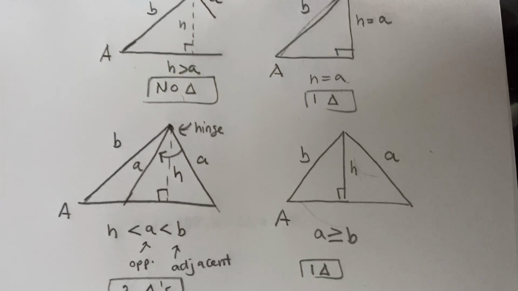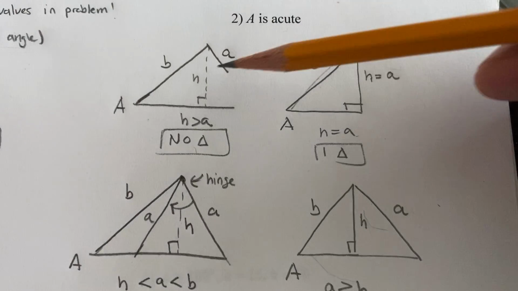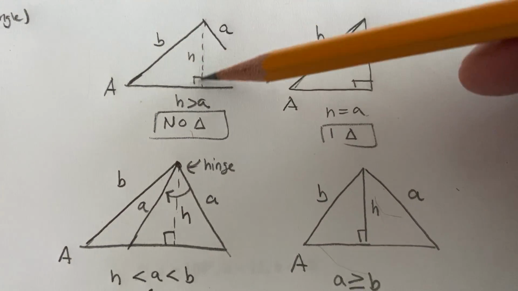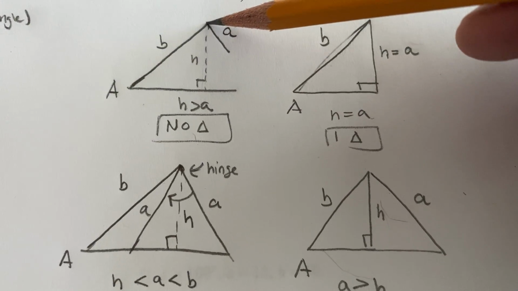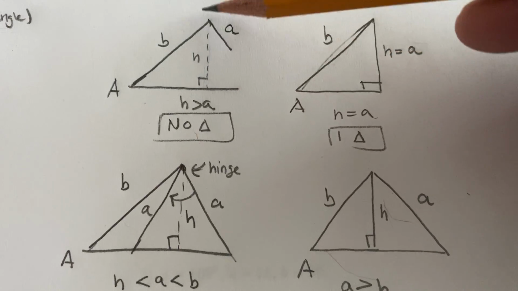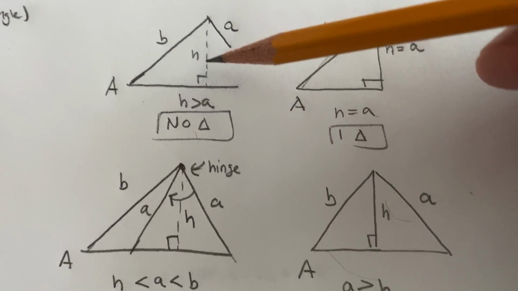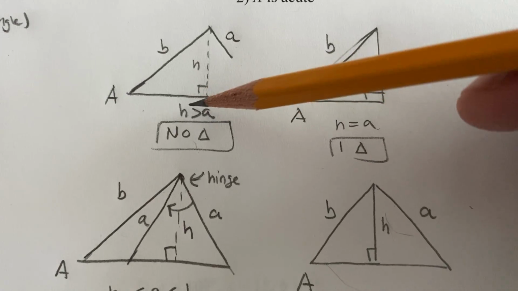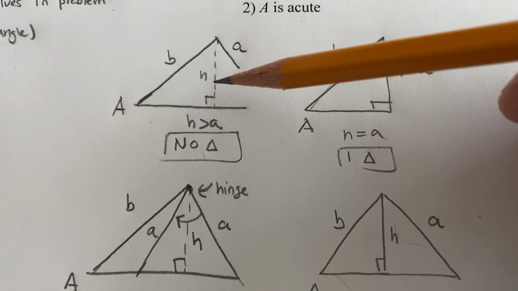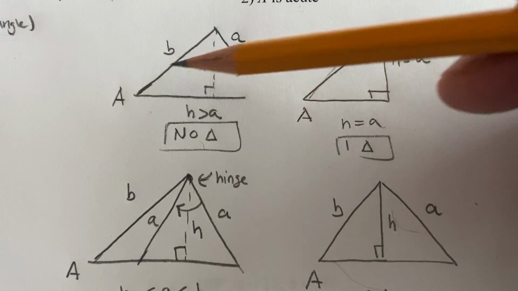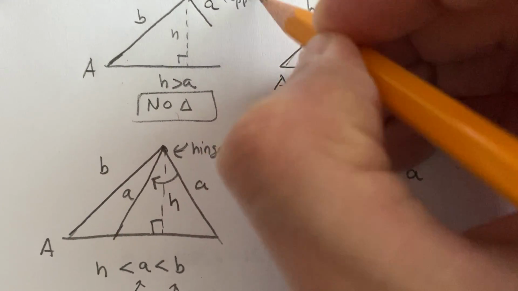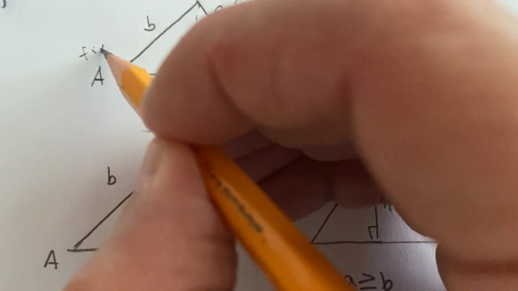Now, if angle A is acute, you're going to have four possible cases. The key is computing that height. Remember I told you how to compute the height a few minutes ago. It's the distance from a vertex to the opposite side, the perpendicular distance. So the first thing you want to do, if angle A is acute, is compute the height, and then compare it to the side opposite the fixed angle. This is the side that's opposite, and this is our fixed angle.